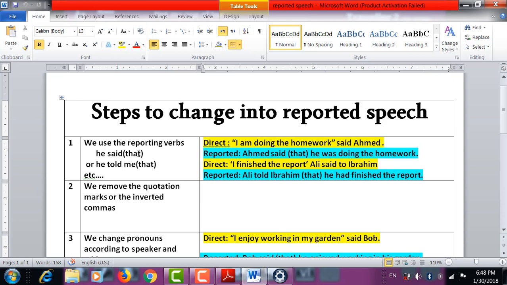That is optional. This is the next point: we can use that or leave it. It's up to you. This is why we put it between brackets, as you see here. So we can say Ahmed said that, or without that: Ahmed said he was doing the homework. This is the first step, to use the reporting verb. So said Ahmed, we change it into Ahmed said. Ali said to Ibrahim, we change it into Ali told Ibrahim. So we change said to into told. This is how we use the reporting verbs.